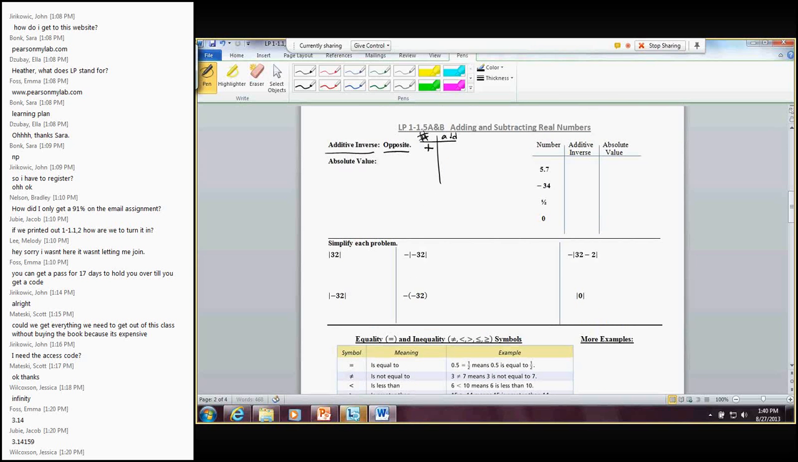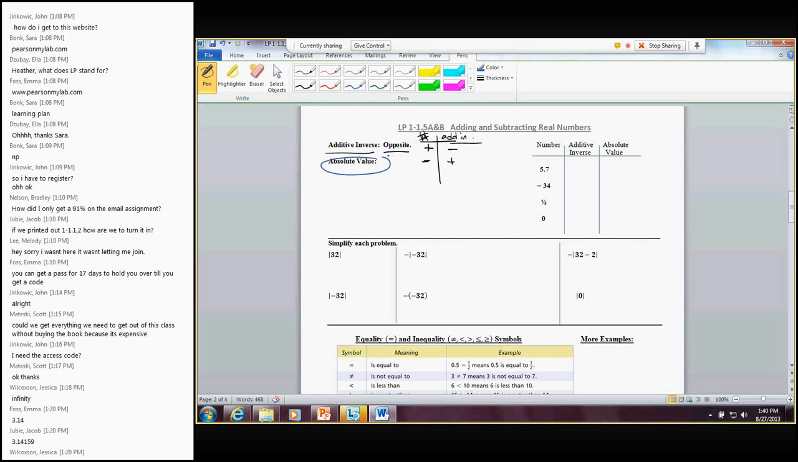Any number's additive inverse, or opposite, is going to be the opposite. So if it starts out negative, it's going to go to positive. Okay. Absolute value. Let's talk about absolute value here.